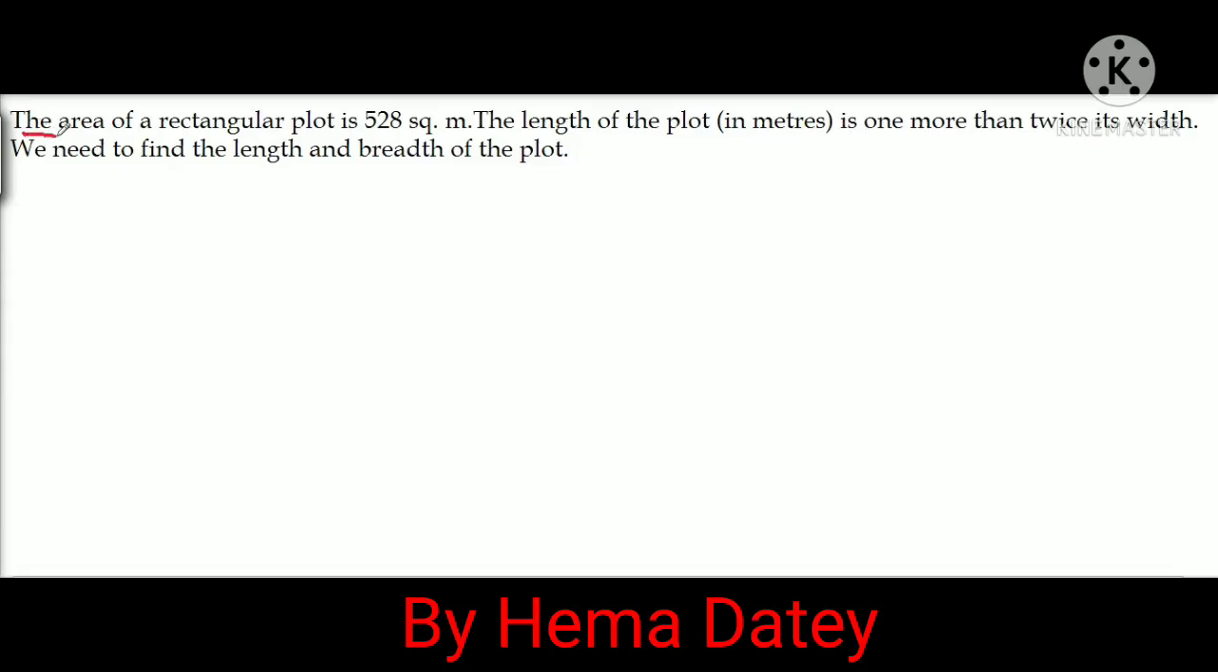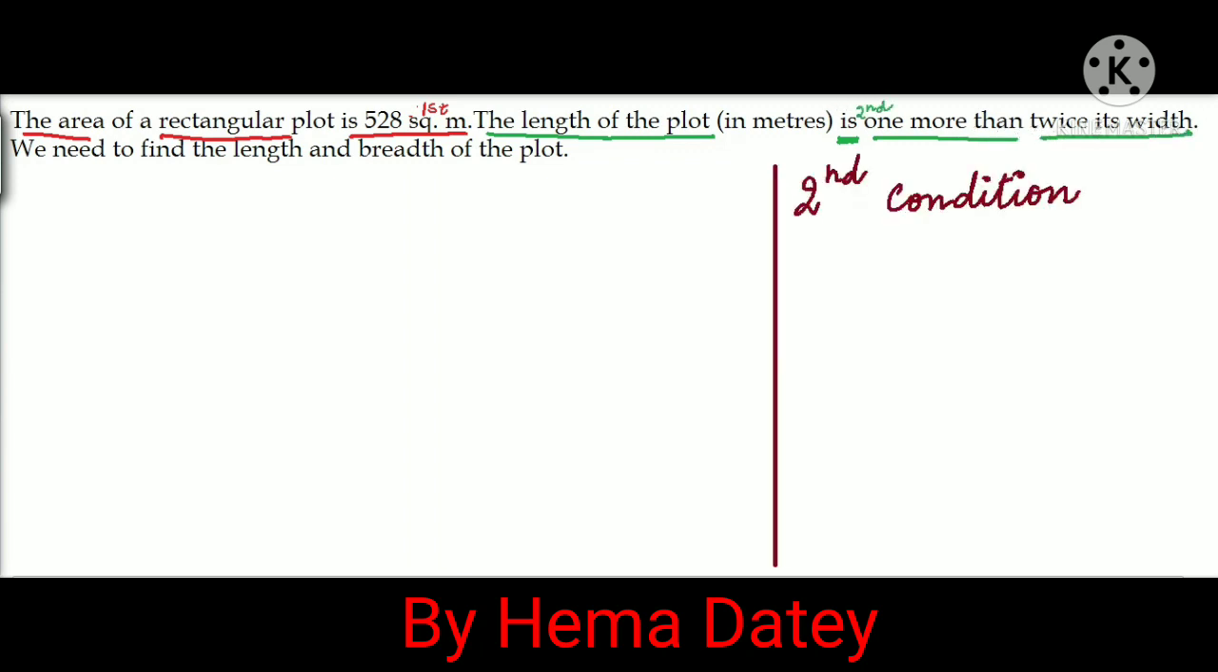Let's see question number 2, first part. The area of a rectangular plot is 528 square meters. This is the first condition. Now read the second line. The length of the plot in meters is 1 more than twice its width. This is the second condition.